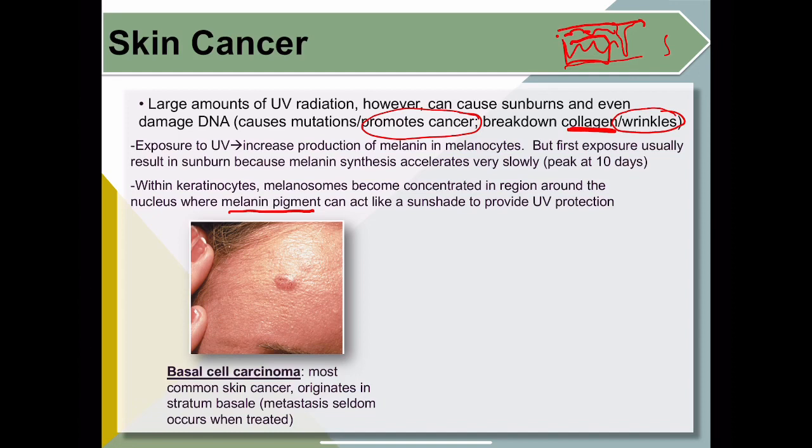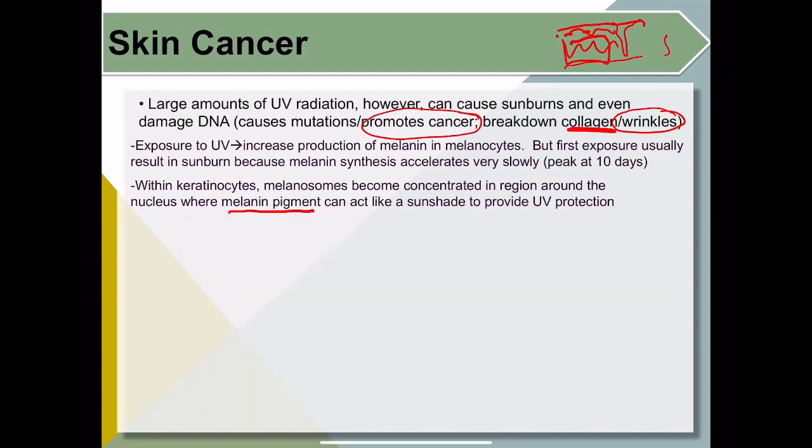And hence it has been shown statistically that individuals with darker skin have a lower chance of developing skin cancer compared to those with paler skin, which is why I was talking about how those with albinism have a much higher risk of developing skin cancer: they have paler skin.